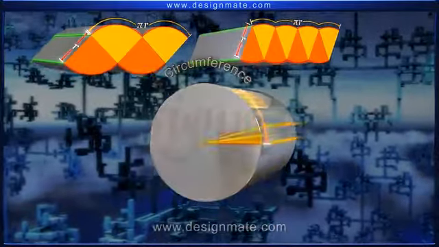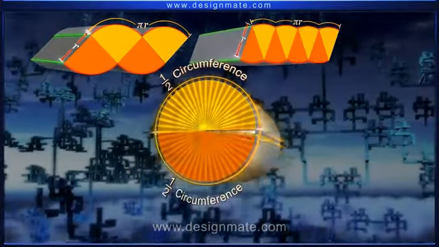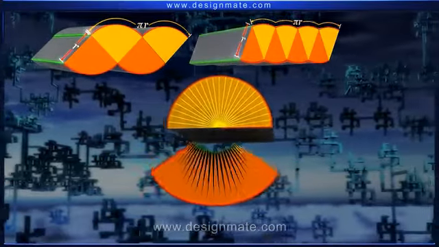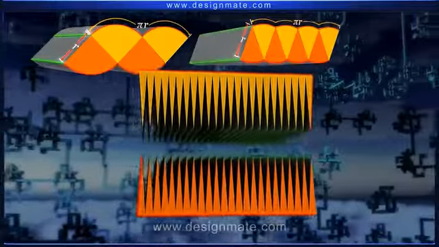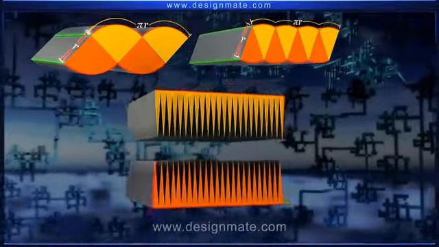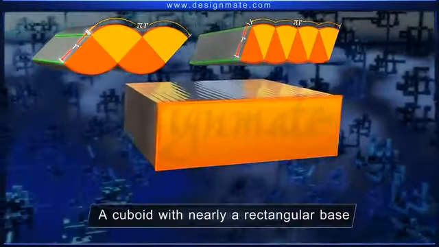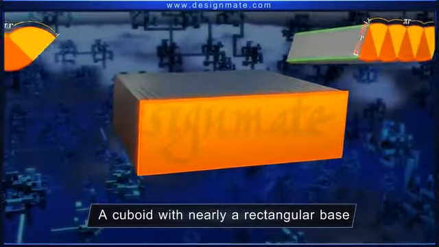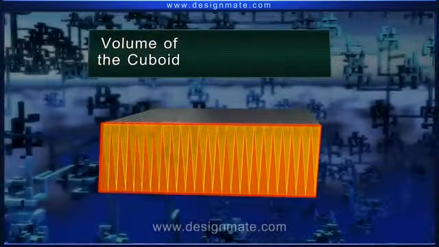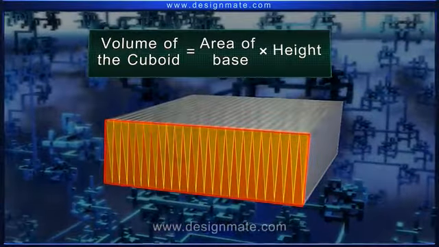Now assume that the cylinder is cut into an infinite number of parts with equal sectors at the base. Arrange half the pieces with edges up and the remaining half with their edges facing down. Now we can clearly see that the object obtained looks like a cuboid with nearly a rectangular base. The volume of the cuboid is equal to area of base times height.